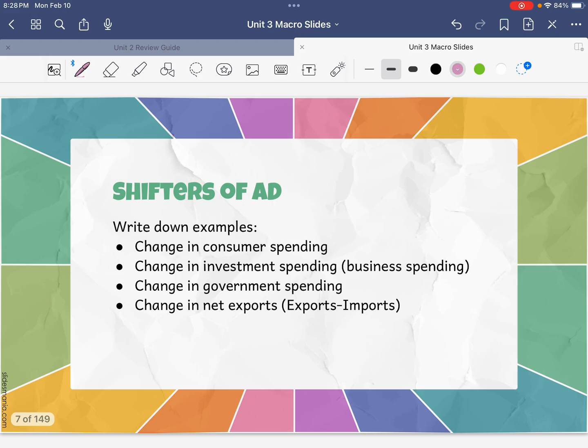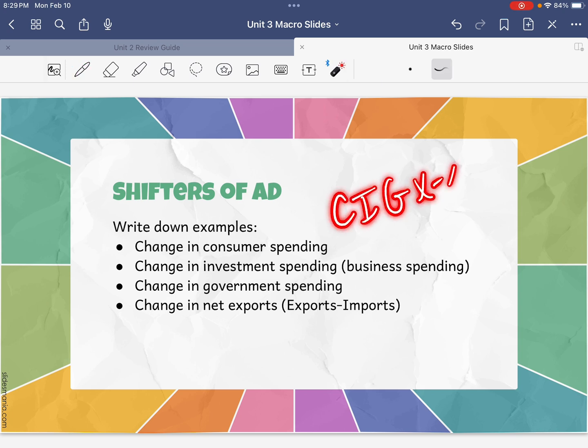So the next part is going to be the shifters of aggregate demand. In the first unit, we were looking at demand on a small scale. Individual markets, the market for eggs, the market for gasoline. This is easier because we learned the formula last unit and now we're just putting it on a graph. So there's no fun, cutesy little acronym to trick your brain. I literally just need you to remember C + I + G + X minus M. Okay? So let's talk about each one.